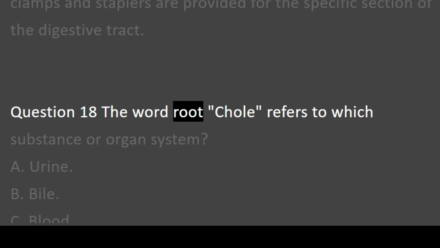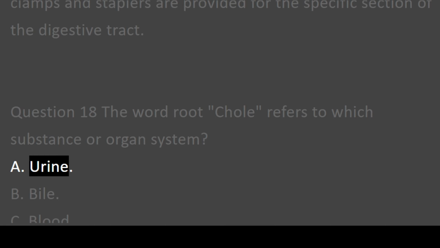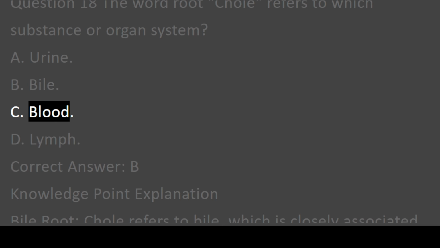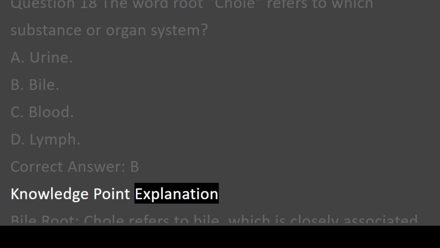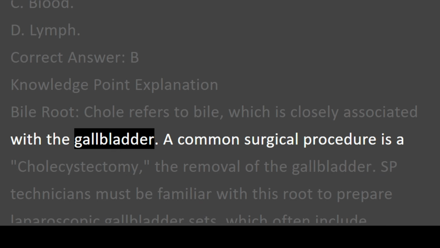Question 18. The word root chole refers to which substance or organ system? A. Urine. B. Bile. C. Blood. D. Lymph. Correct answer, B. Knowledge point explanation. Bile root, chole, refers to bile, which is closely associated with the gallbladder.